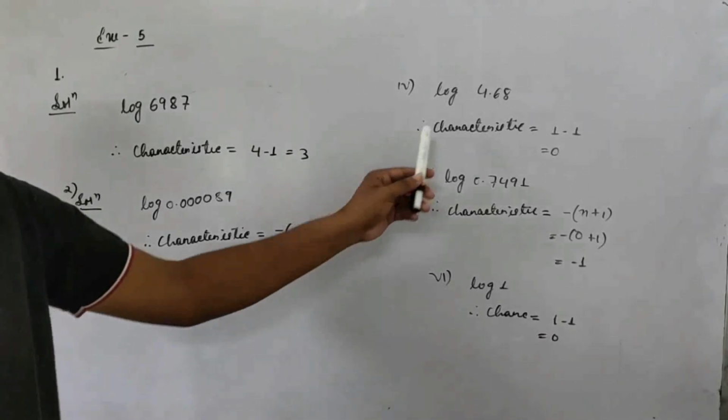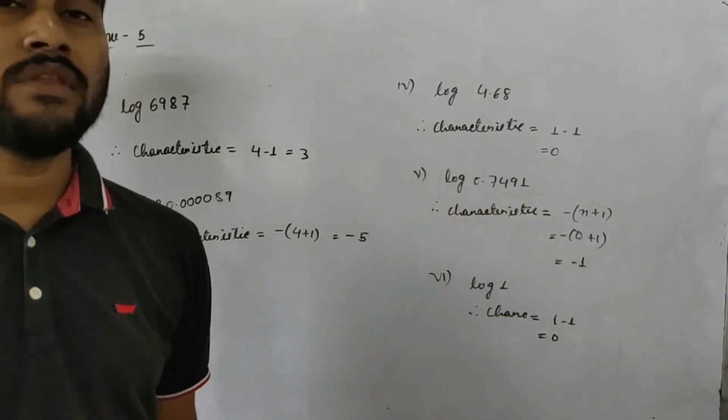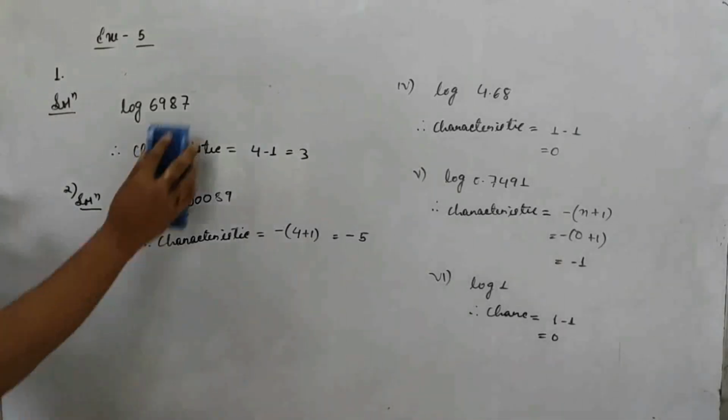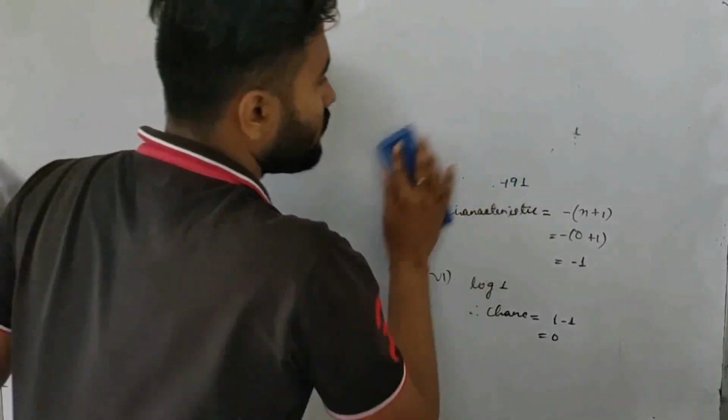1.965, a question like that. Only one digit is there, so the characteristic will be 0 again. Okay, done. Let us discuss question number 2.